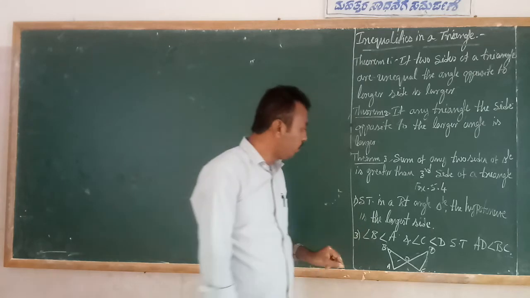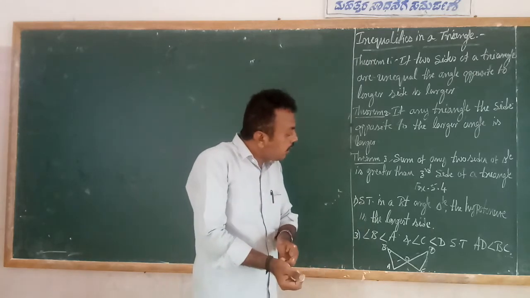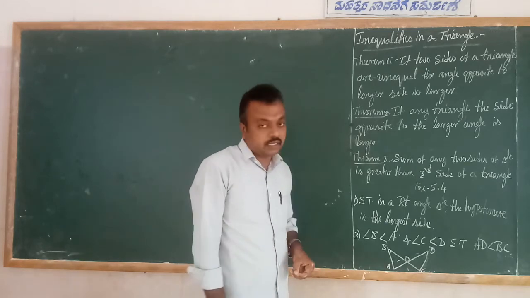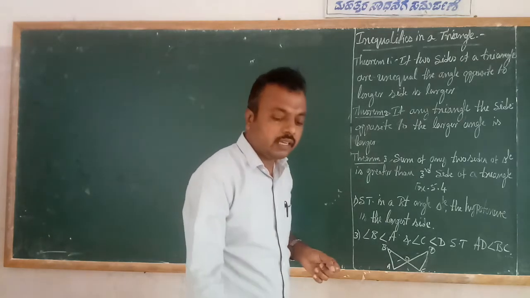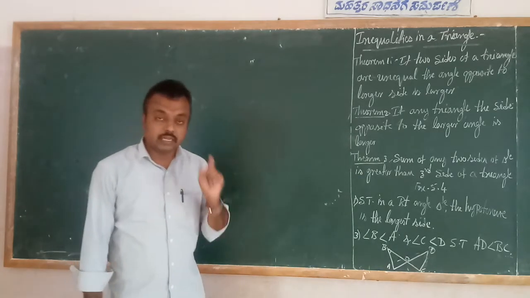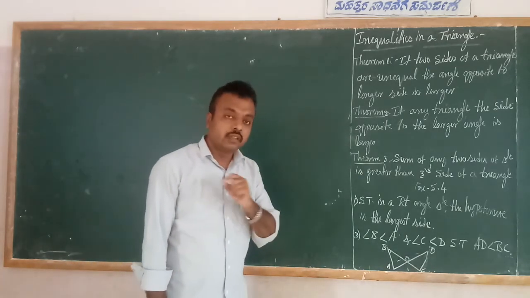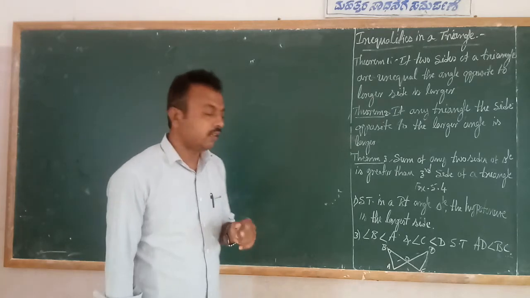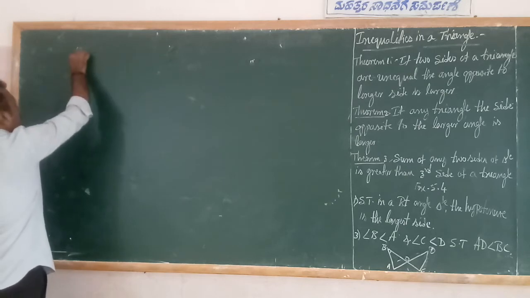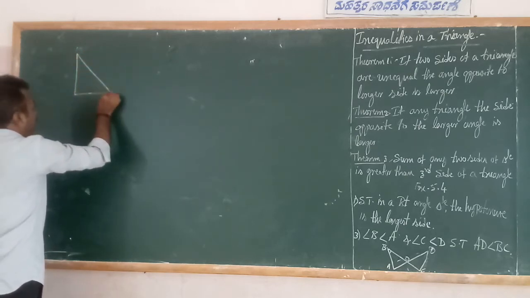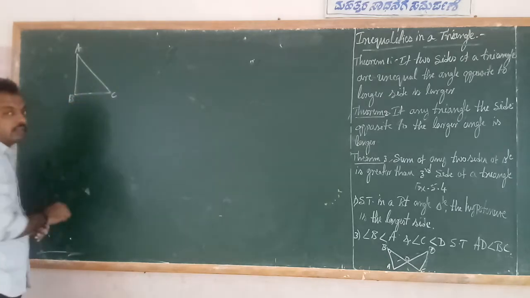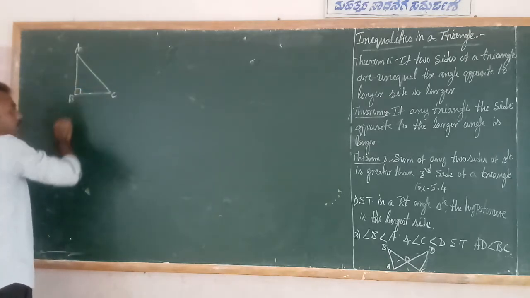Okay, question number 1. Show that in a right angle triangle, the hypotenuse is the longest side. We know that in a right angle triangle, the longest side is what? Hypotenuse. That is the longest. We want to prove it. The hypotenuse is the longest side. See, I will draw the diagram. A, B and C is a right angle triangle at B.